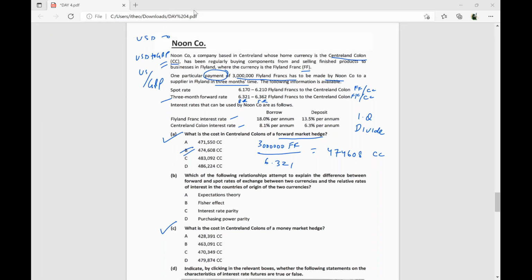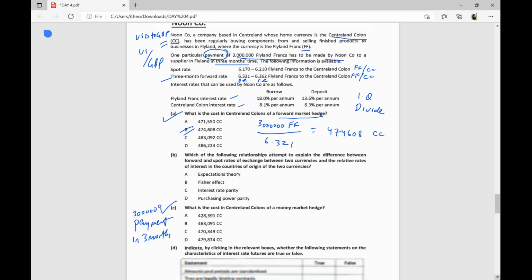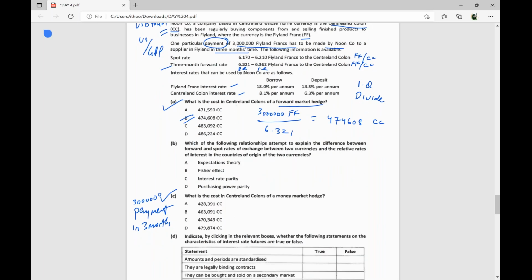Okay, now we will do part C. What is the cost in CC of a money market hedge? This case is relating to a 3 million payment in 3 months. Okay, it's asking for a money market hedge.